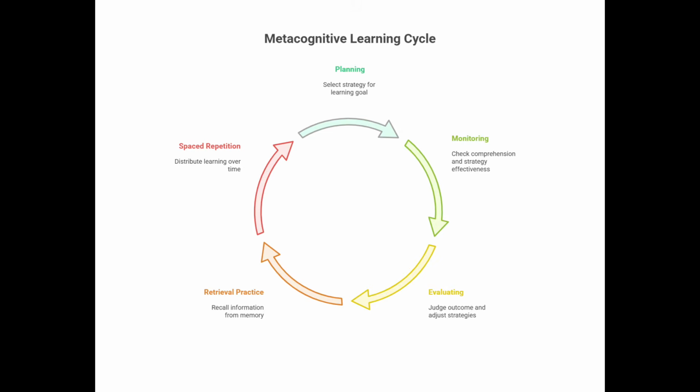Additionally, effective study strategies prioritize active engagement, such as retrieval practice, the act of deliberately recalling information from memory, which powerfully strengthens the memory trace, and spaced repetition, which distributes learning over time to prevent the weak, temporary consolidation that results from cramming.